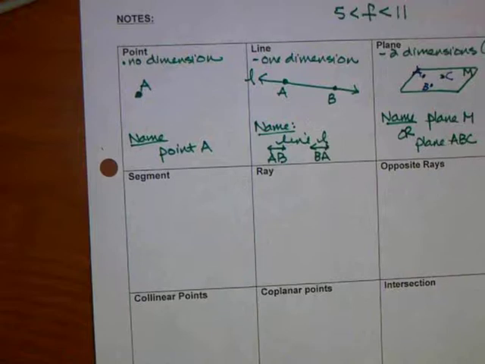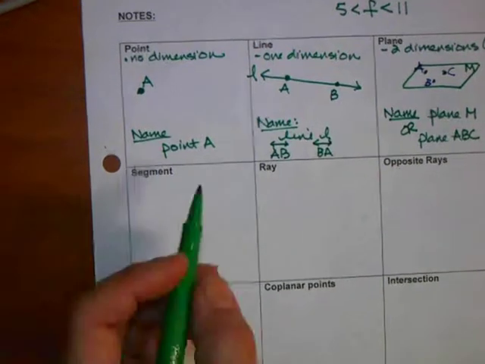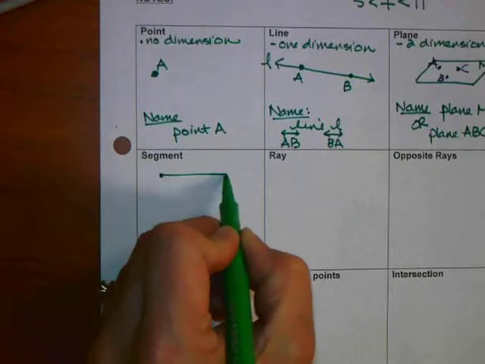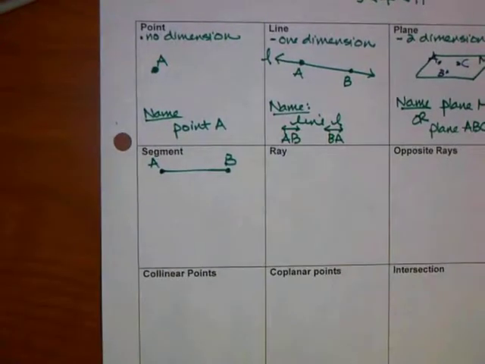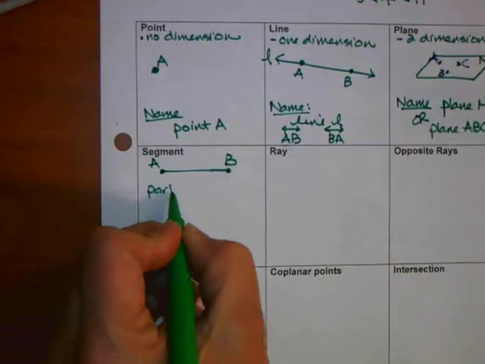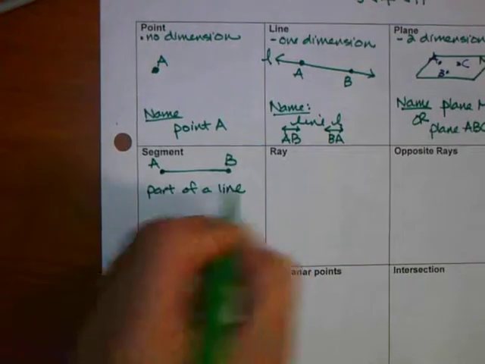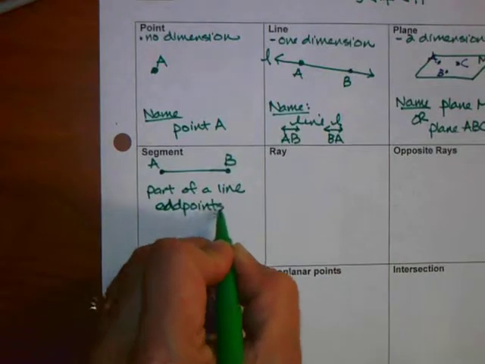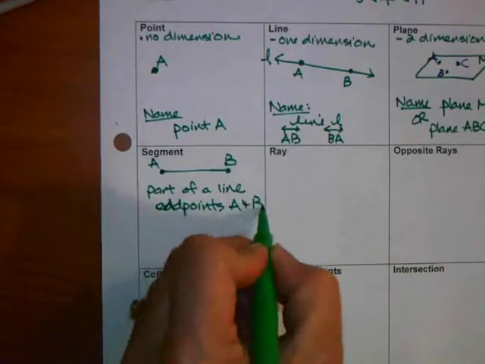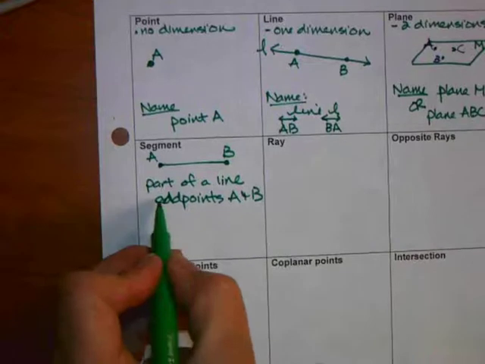Okay, segment. Does anybody know what a segment is? Okay, well, let's draw one. There's a segment. How is it different than this picture right here? It ends. It's a piece of a line, basically. It's part of a line with endpoints. Well, not always, but this says endpoints, A and B. Sometimes it'll be different letters, obviously.